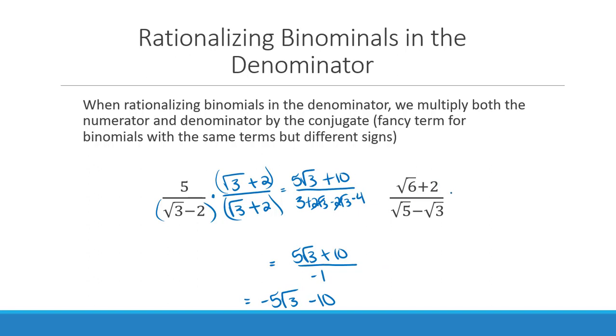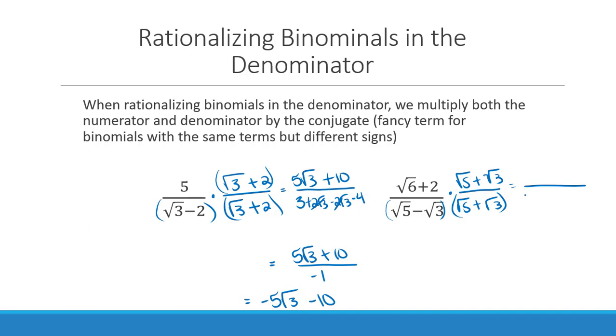So watch what happens here. I'm going to multiply both the top and the bottom by the square root of 5 plus the square root of 3. So square root of 5 plus the square root of 3. I like to do the denominator first because it tends to be a little bit nicer than the numerator here.